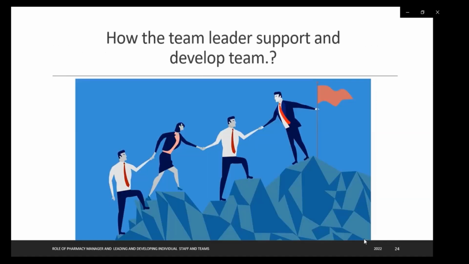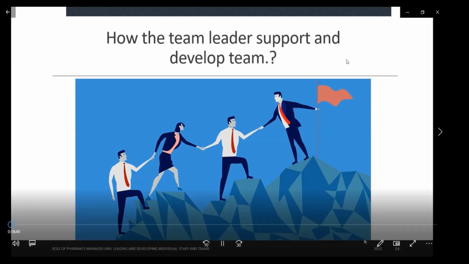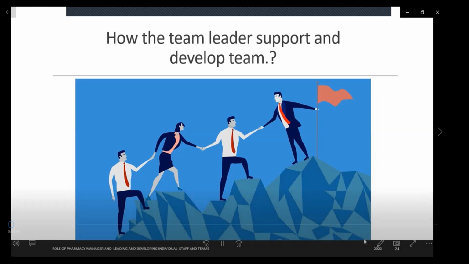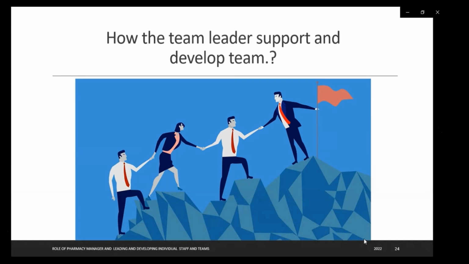Let's see how the team leader supports and develops the team. When I first became a manager, I really struggled with figuring out the best way to develop my team. Sometimes I got advice from my senior managers and from top management.